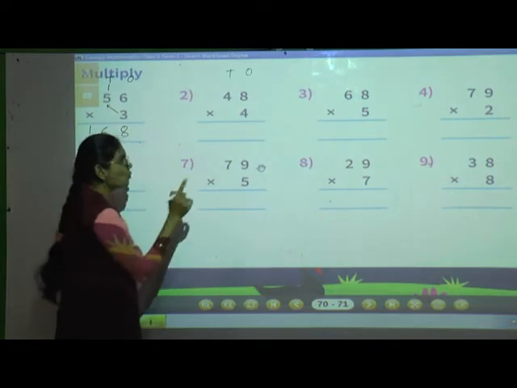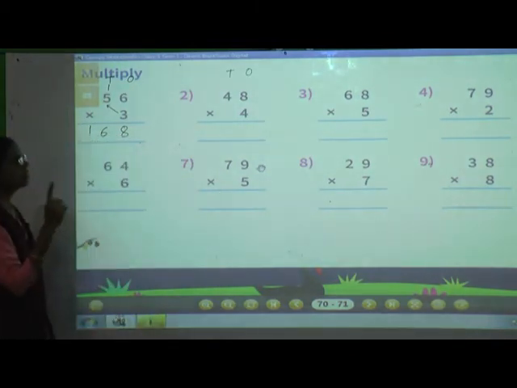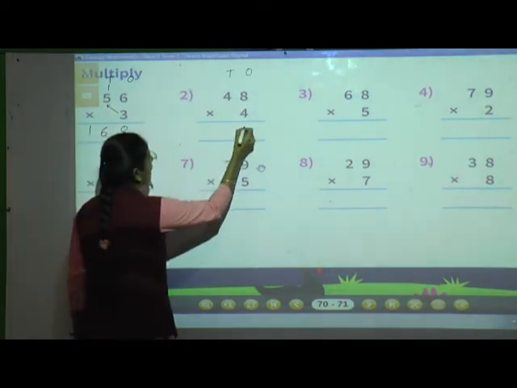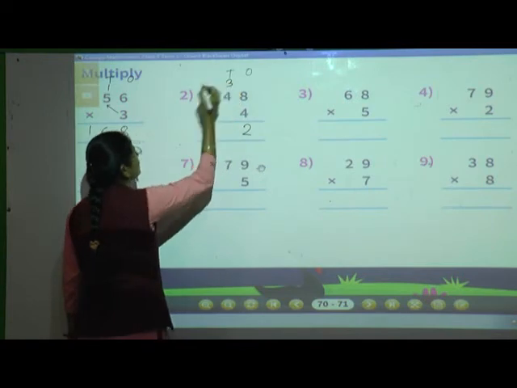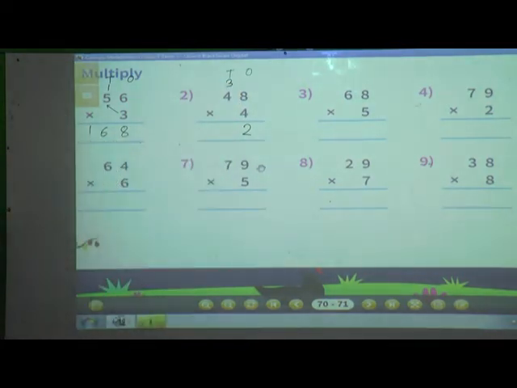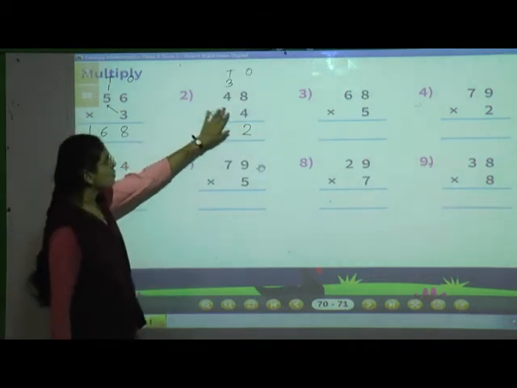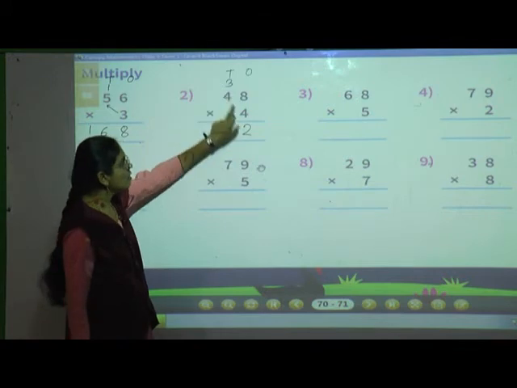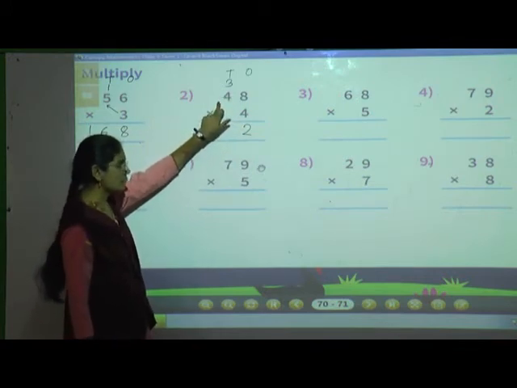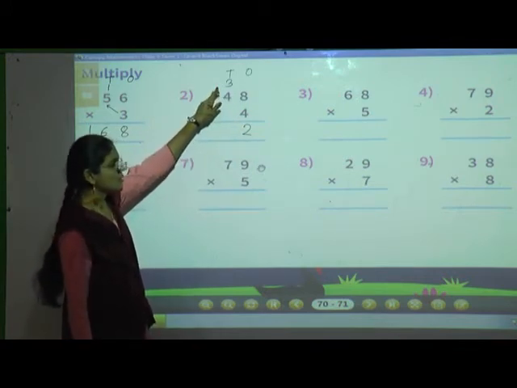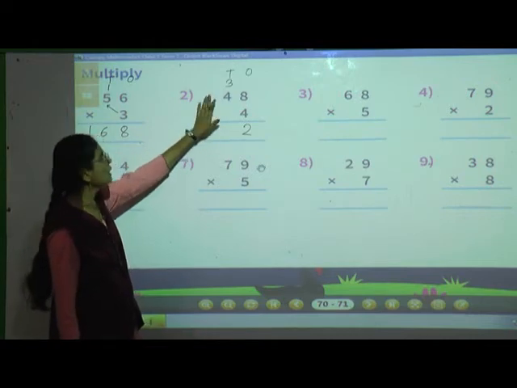So 32 ones is equal to what? Yes, 2 ones and 3 tens. So we will give 3 as a carry to the tens place. Okay. Then see the tens place. Here 4 is there. So 4 into 4 tens. 4 4s are 16. Add these 3 also. 16 plus 3, 19 tens.